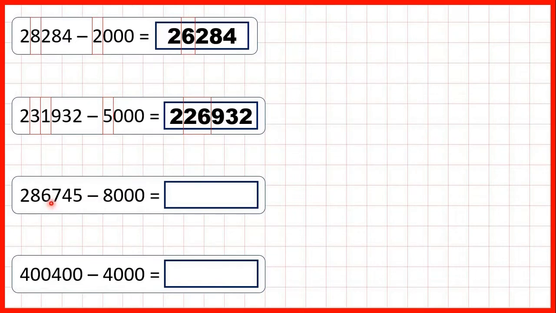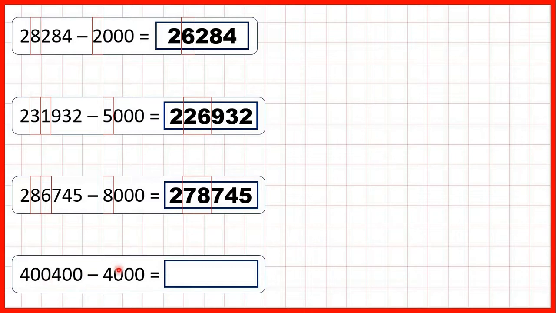Now 286,745 minus 8,000. If we highlight our thousands digits, 8 is larger than 6, so again we're going to need to highlight our 10,000s digit as well. So now we have 86 minus 8. That's 78, so we can replace these digits with a 7 and an 8. All of our other digits stay the same, so our answer is 278,745.